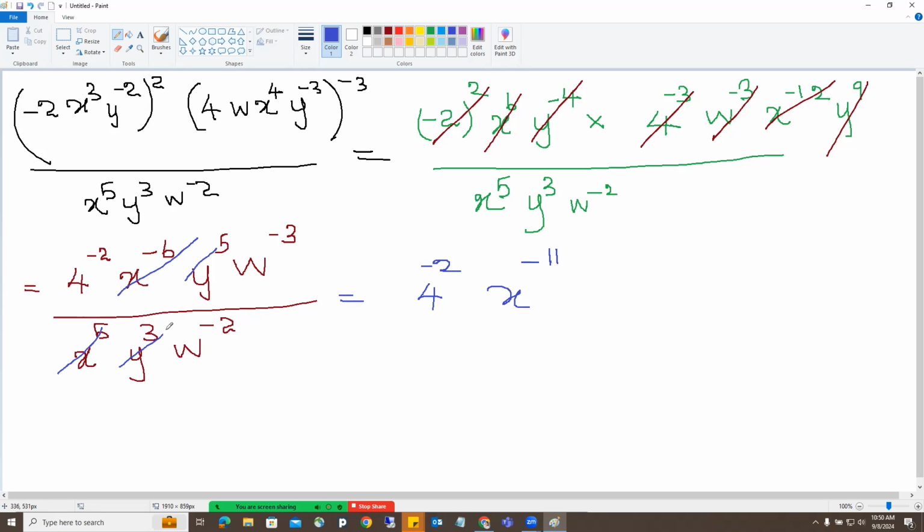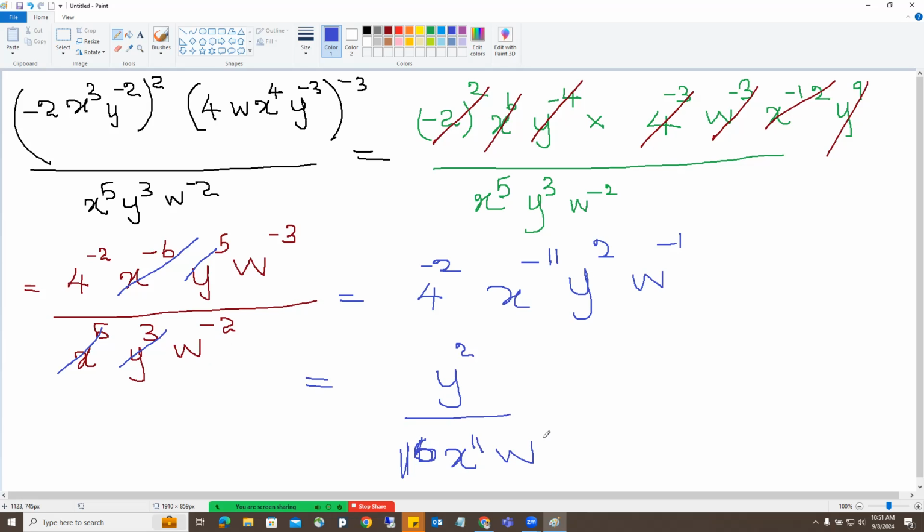y to the power of 5 and y to the power of 3 means altogether we have y to the power of 2. And here we have w to the power of minus 3 divided by w to the power of minus 2, then we have w to the power of minus 1. The final answer would be y squared divided by 4 squared, which means 16, no? 16 x 11 w. Is this the answer you receive?